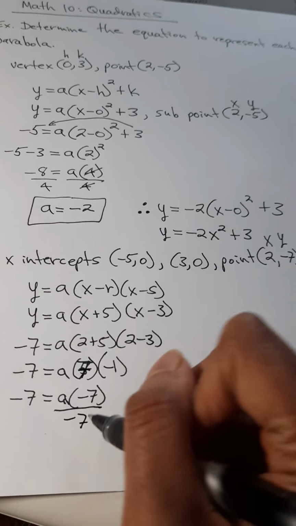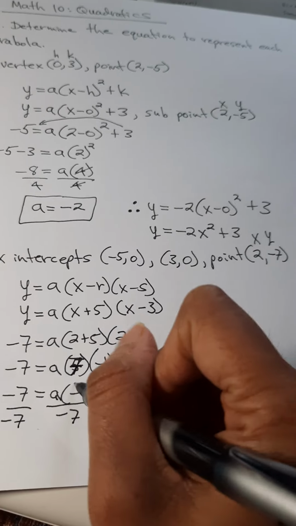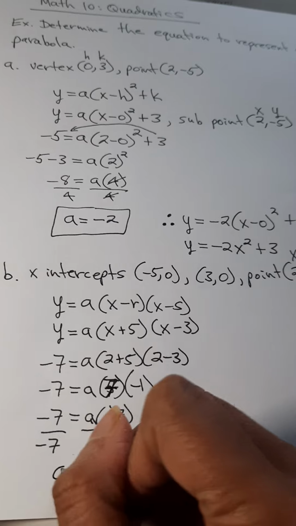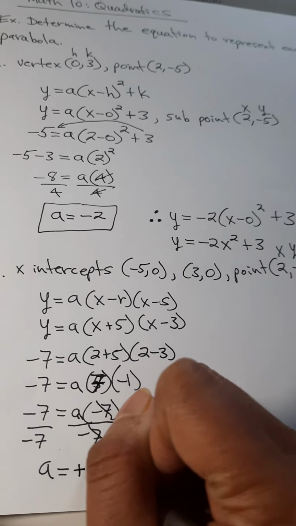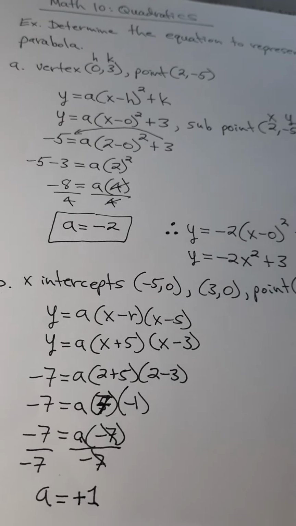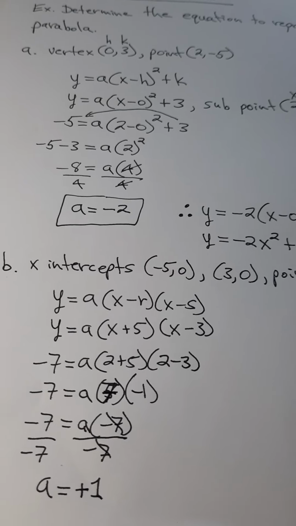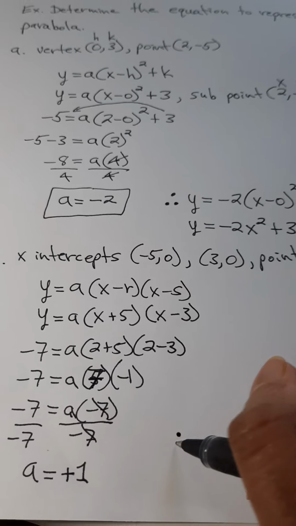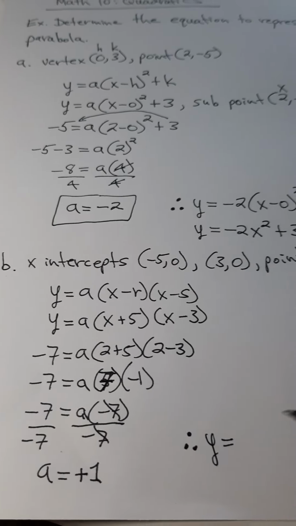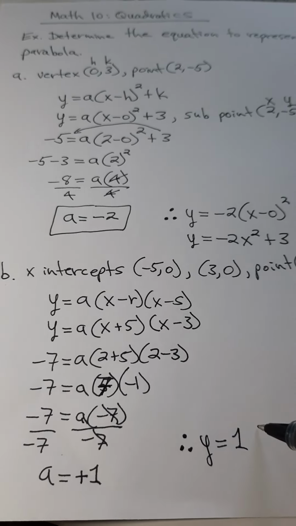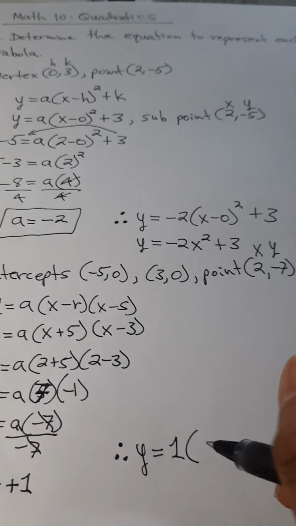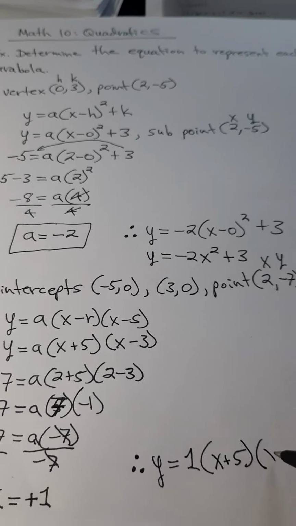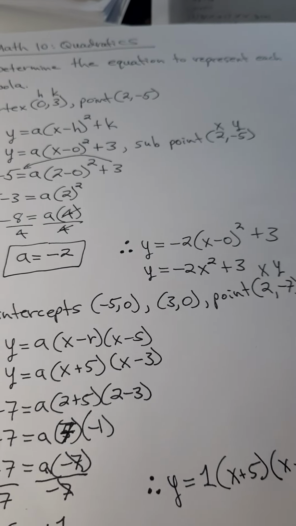To get rid of the -7, we're going to divide it by -7. And as you can see, this is the value of a here. A is equal to +1. Okay, so it's basically -7 divided by -7, which is equal to 1. Okay, and then let's write our equation here. So therefore, y equals, basically I'll write down the 1 so you can see it, 1. Okay, and then it's x plus 5, and then times x minus 3.